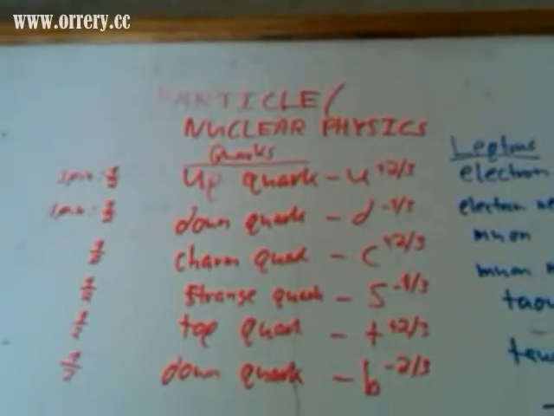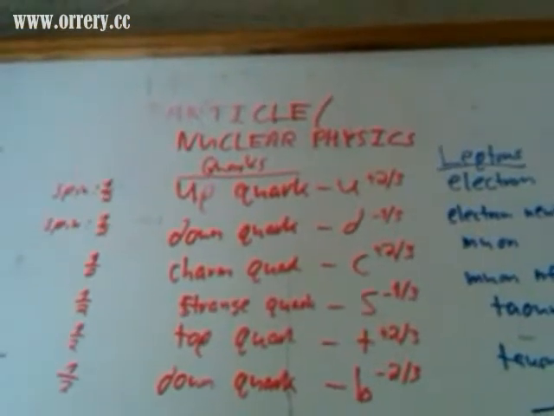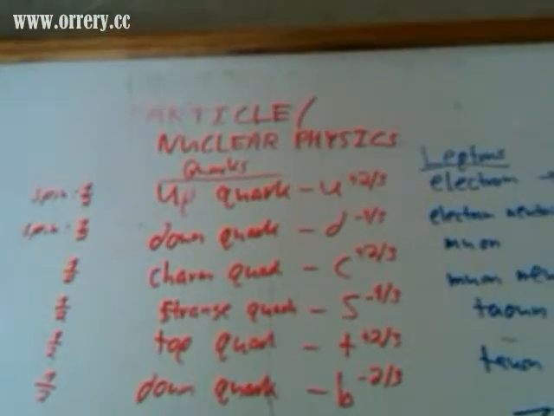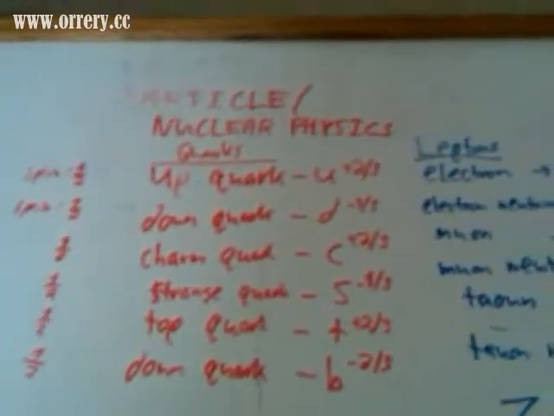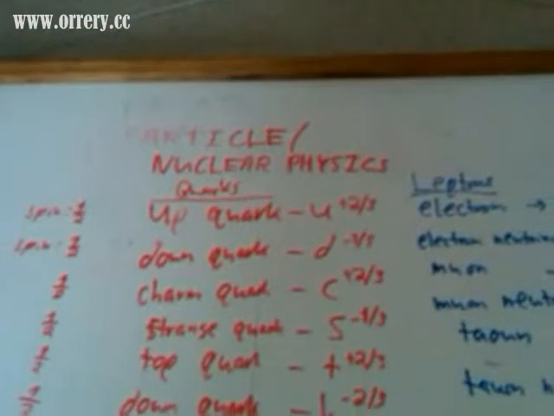There are 6 different types. They're also called flavors. Basically, the flavors just means different types. We're going to get into flavor later because it's a certain property that varies between certain subatomic particles.